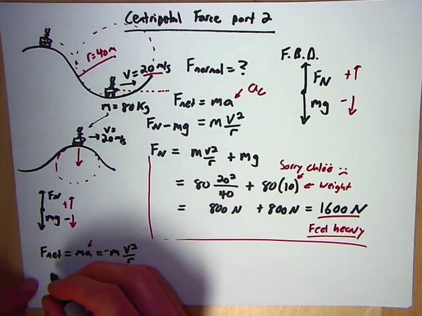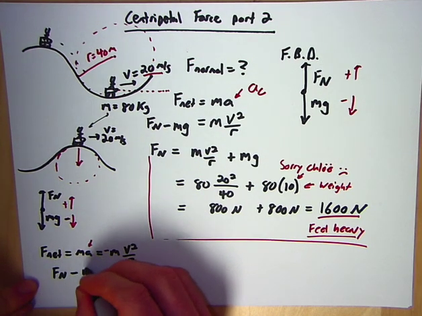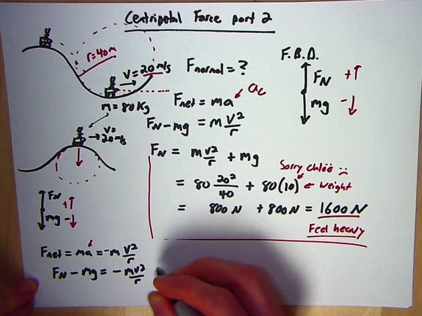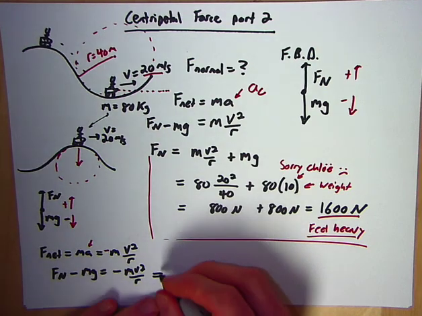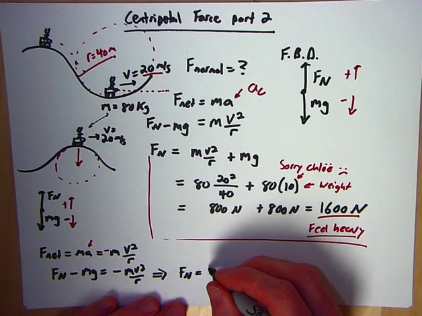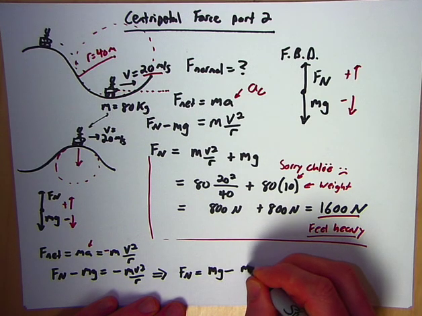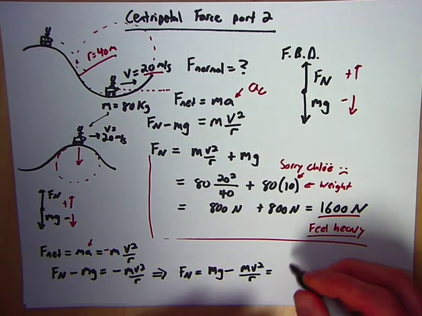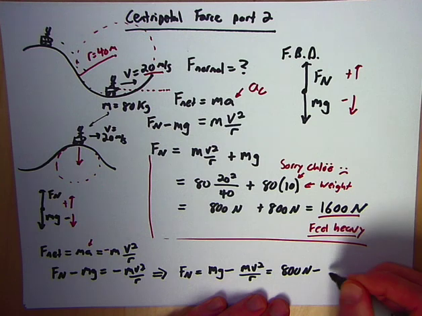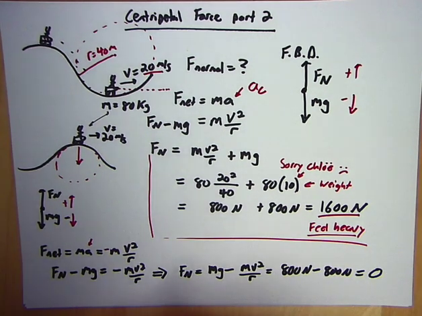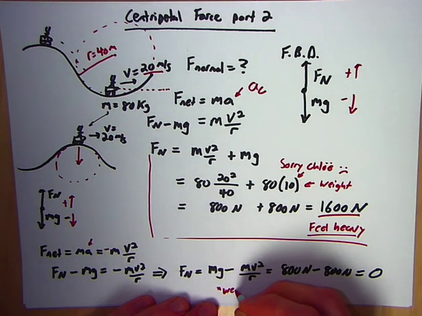So positive for Fn minus mg equals negative mv squared over r. That's going to turn into, the normal force is going to be mg minus mv squared over r. Using the same numbers that we had before, that's going to be 800 newtons minus 800 newtons equals 0. So that's no net force. So what are you going to feel? You're going to feel weightless.